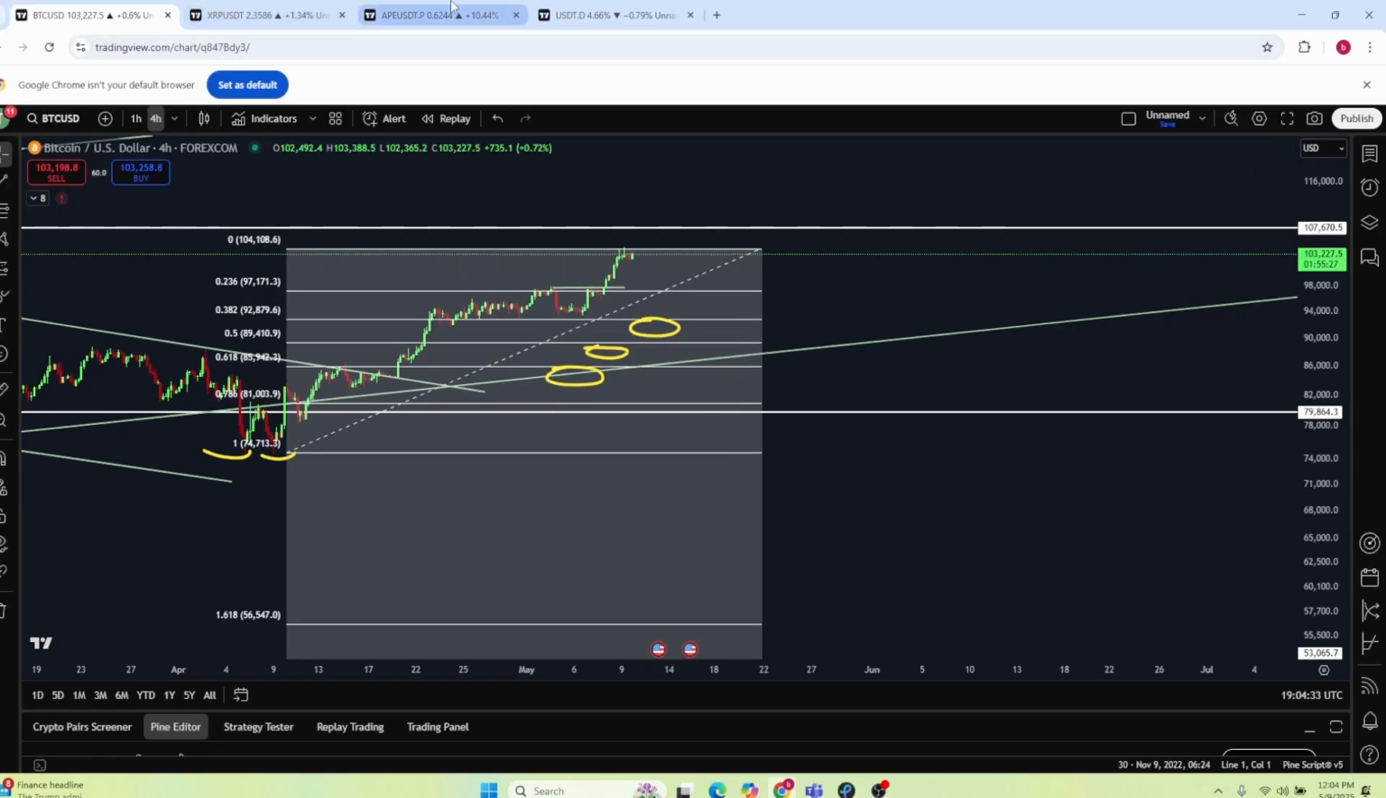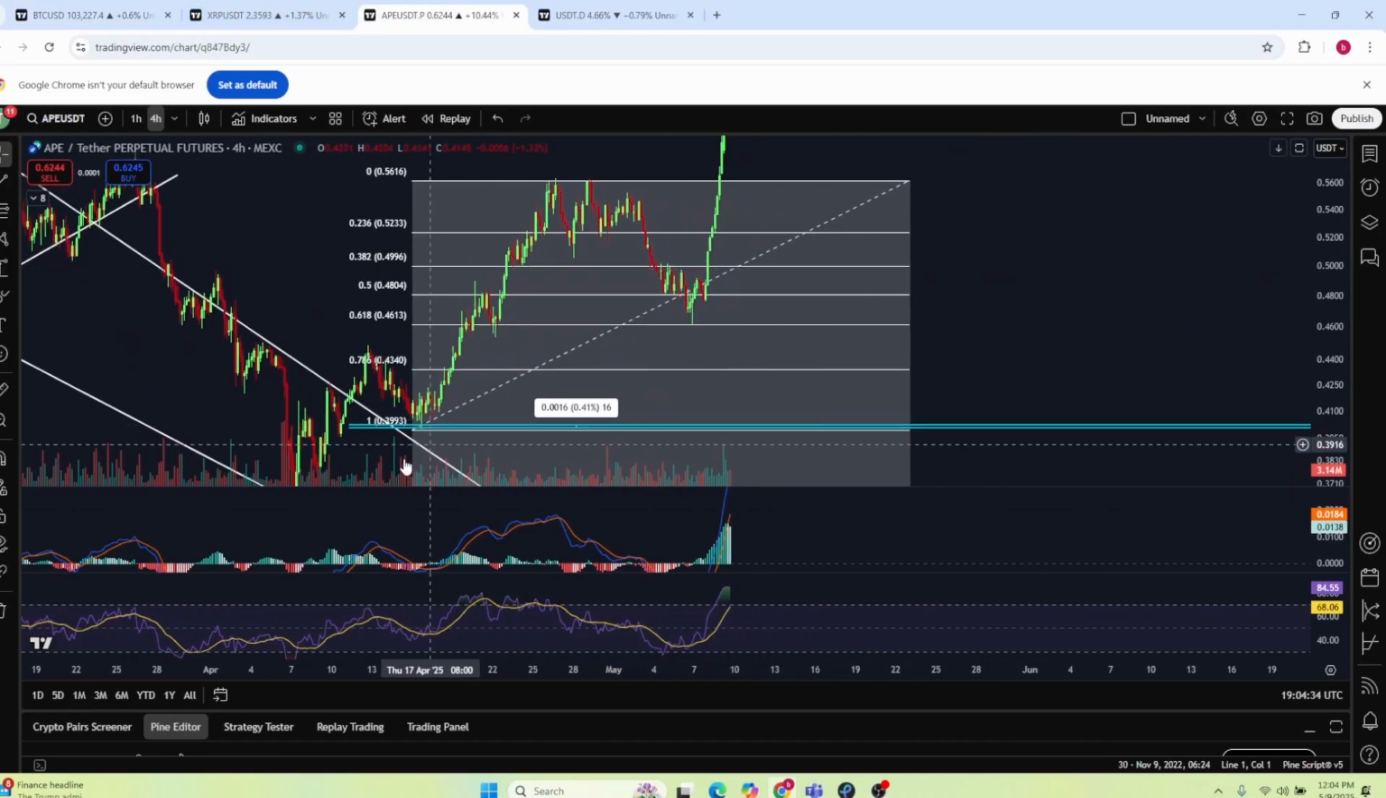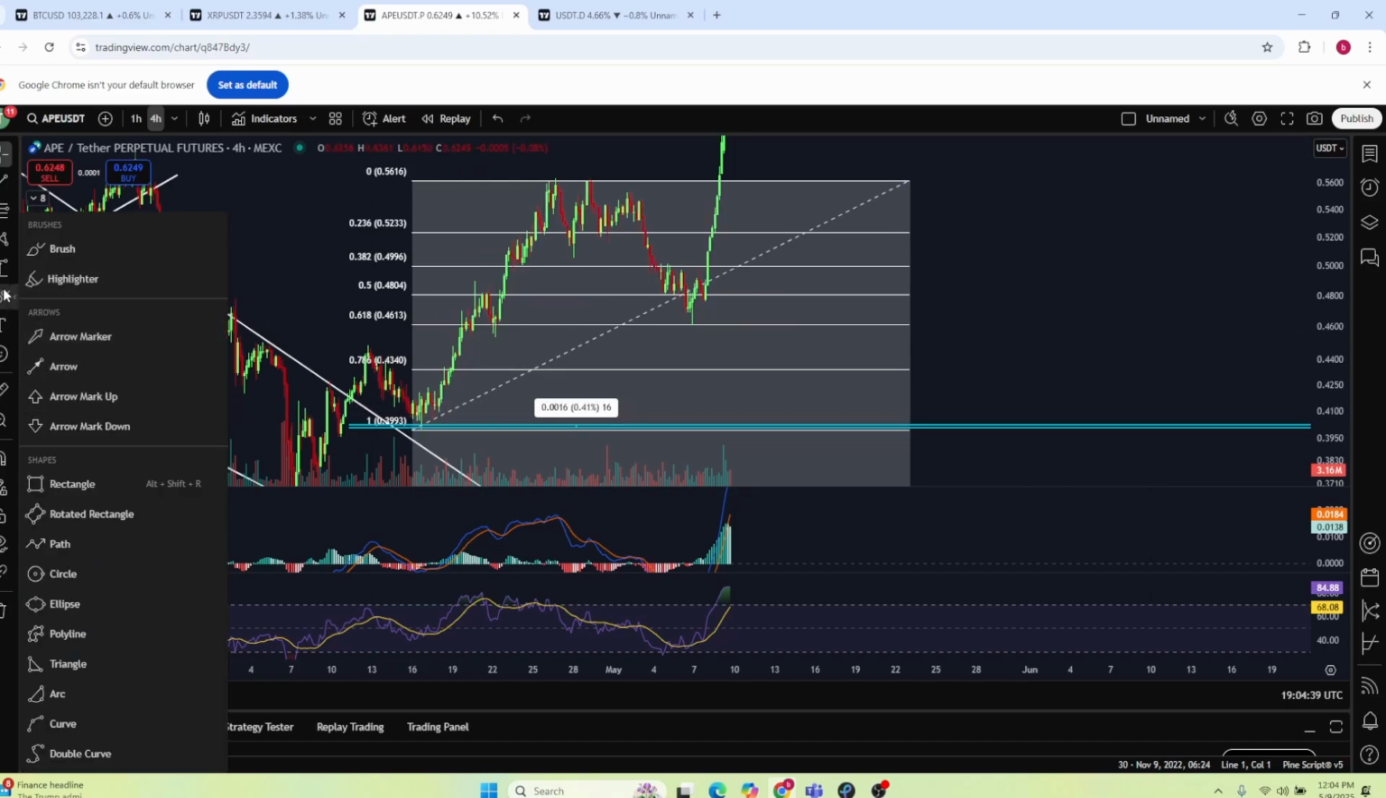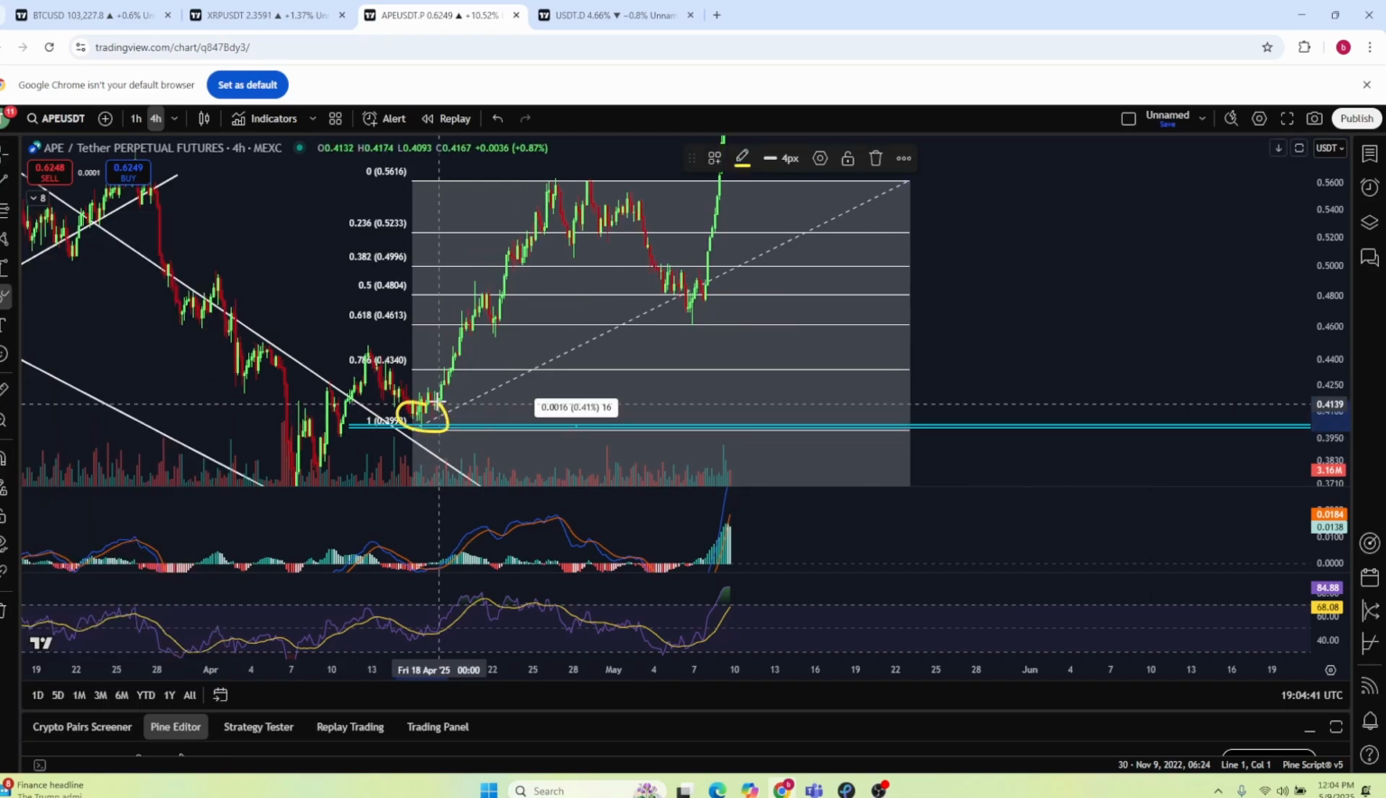Let's go to Ape real quick. Look at this. Ape measured move. This is from previous. Right here. Okay, double top, but the point is that was the top of the last measured move. And for example, let me show you why that matters, and the fib told you exactly where to re-enter.